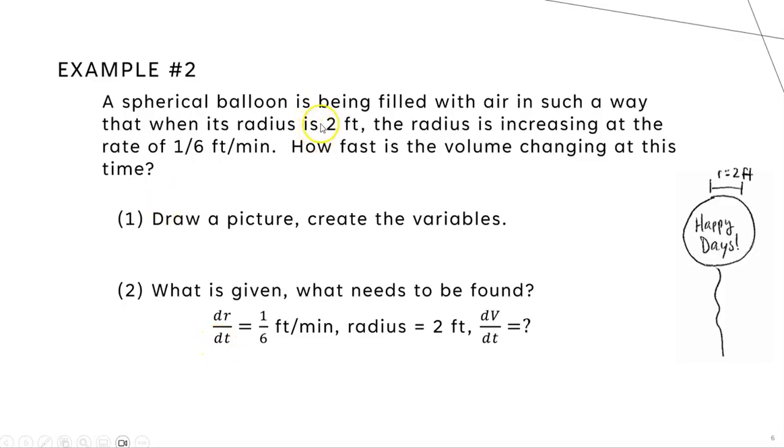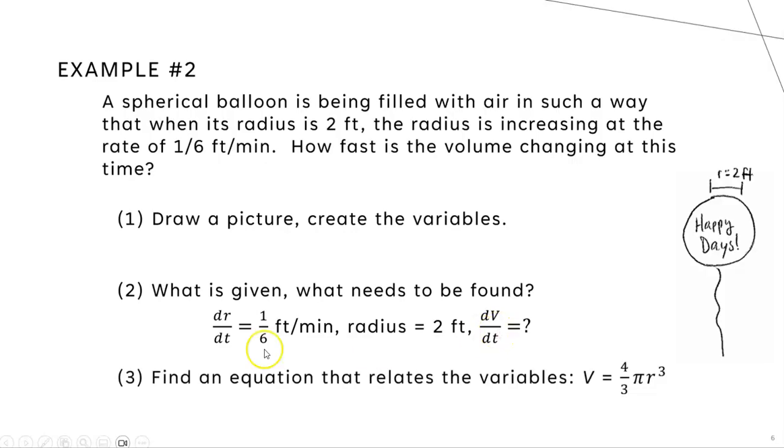At this particular moment, now remember this balloon is inflating, it keeps on being filled up with air, but we're saying at a snapshot, if we were to take a picture of this balloon, at this moment the radius is 2 feet. And we want to figure out how fast is the volume changing at this time. So that would be dv/dt.